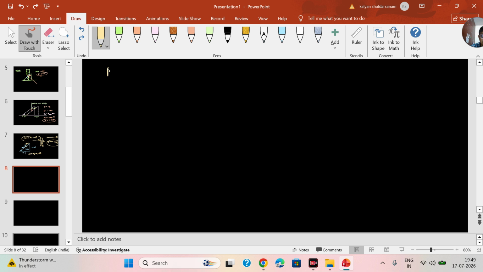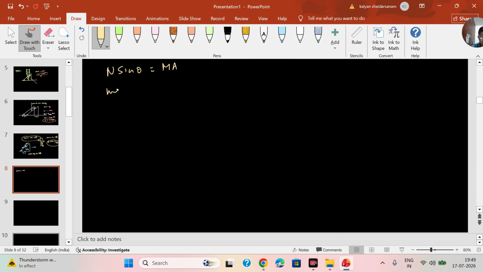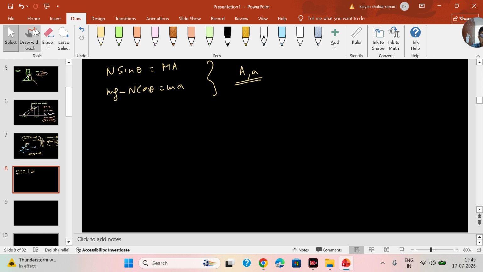One is N sin theta is capital M into capital A. That is one. And mg minus N cos theta is small m into small a. I have to solve for small a and capital A. But the problem is, there are three variables in the equation actually. How? N is also a variable I don't know. Capital A, small a. Three things I don't know, but I have only two equations.